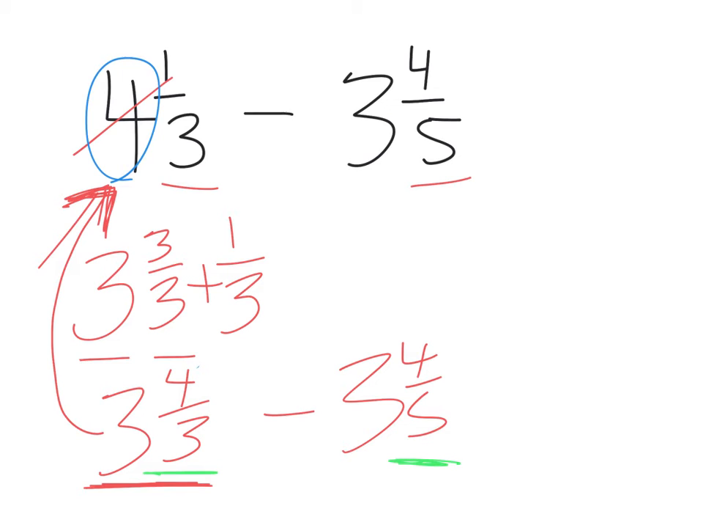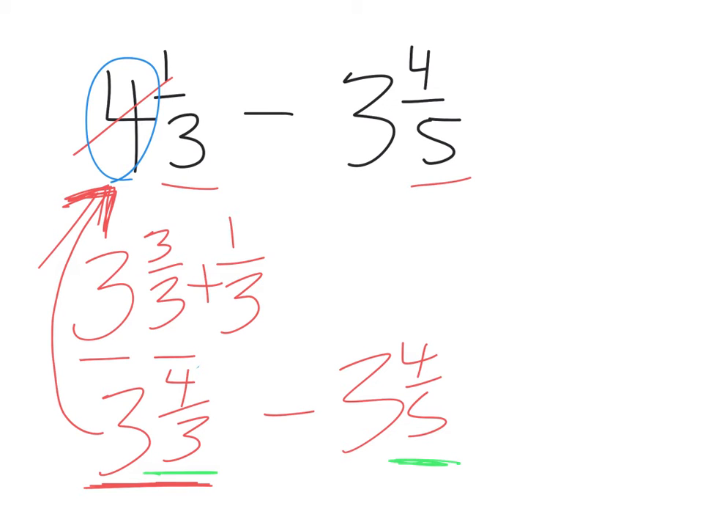What do we do? Well, now it just turns into a regular subtraction problem. It's just subtracting mixed numbers. So if I take the whole numbers, look at the whole numbers. It's 3 minus 3. Well, 3 minus 3 is 0. So what that tells me is my answer is going to be a fraction when it's all said and done.